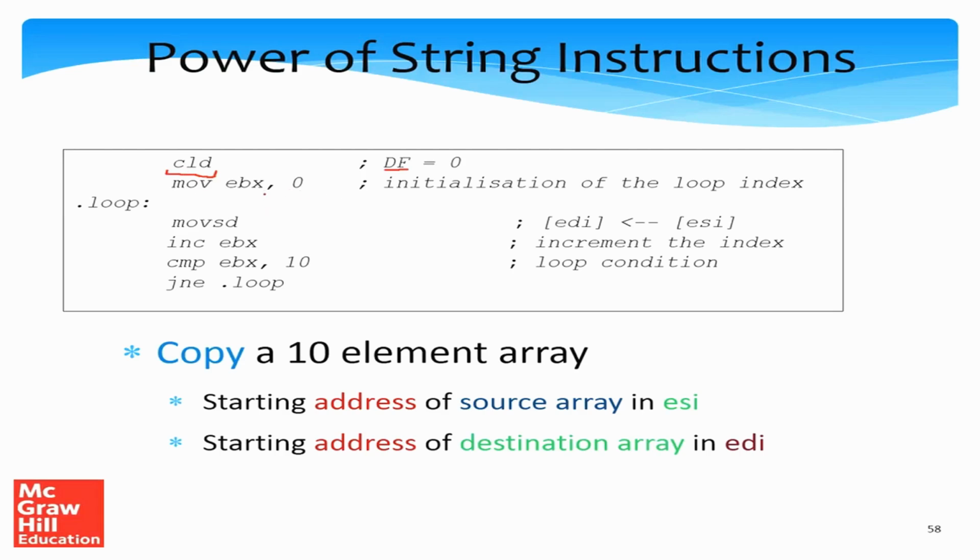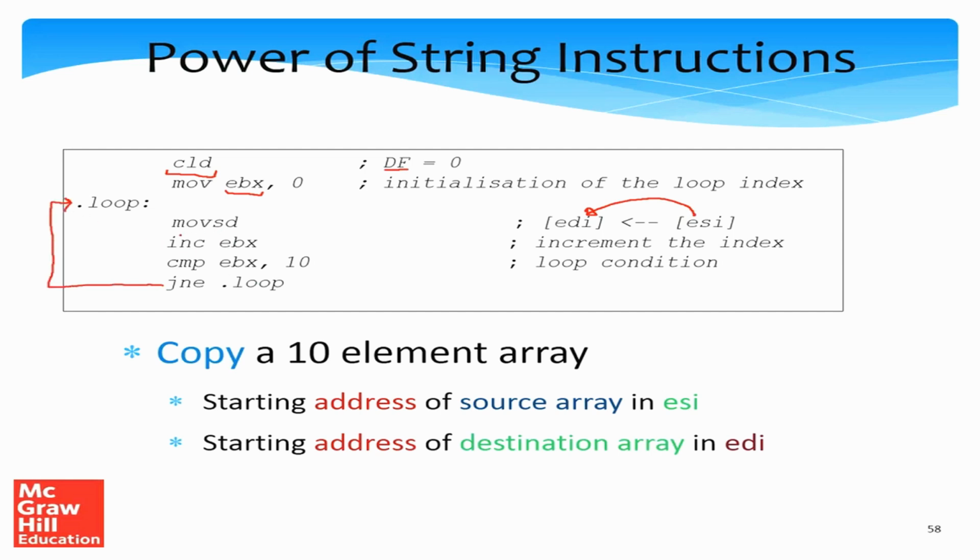Then we initialize the loop index of the array, so we set EBX equal to 0 and start a loop. We call MOVSD, which transfers the memory contents from ESI to EDI. Subsequently, we increment EBX, which is the index. We compare the index with 10. As long as the index has not reached 10, we keep on iterating. So if the index is not equal to 10, we do one more iteration.